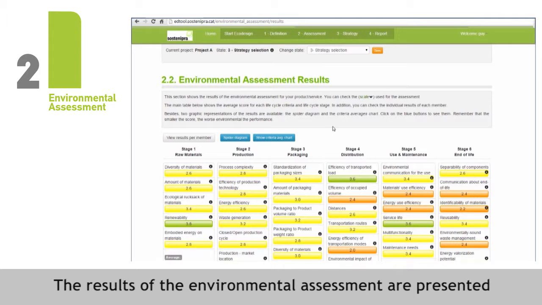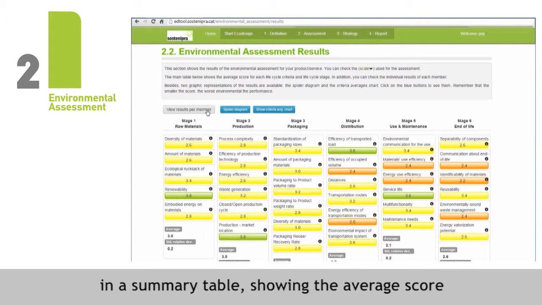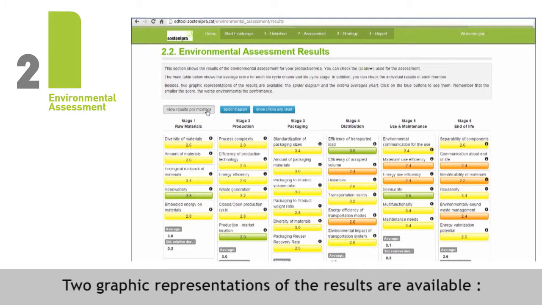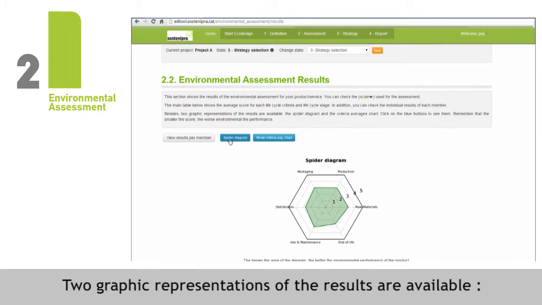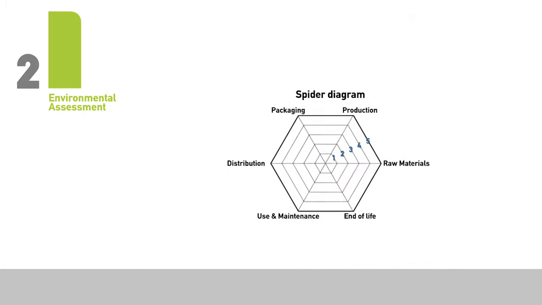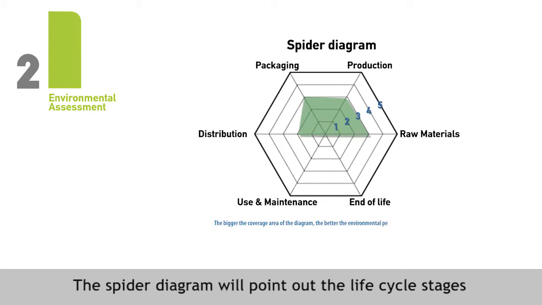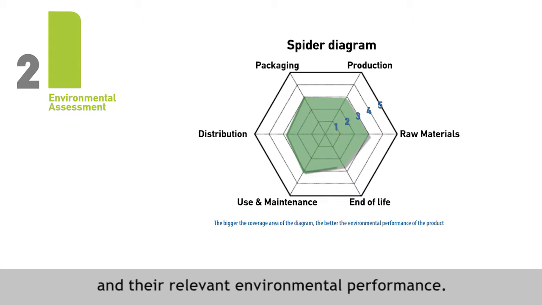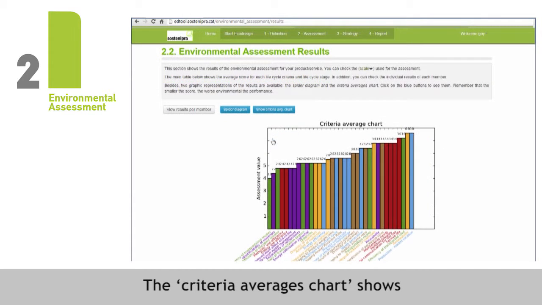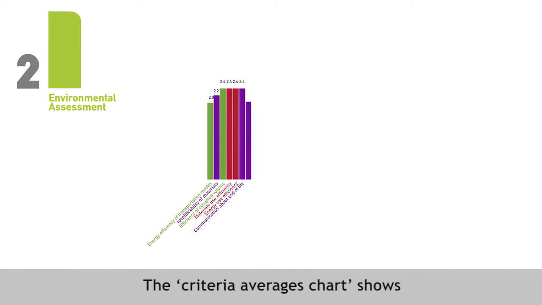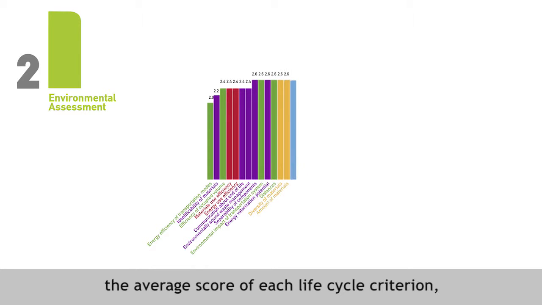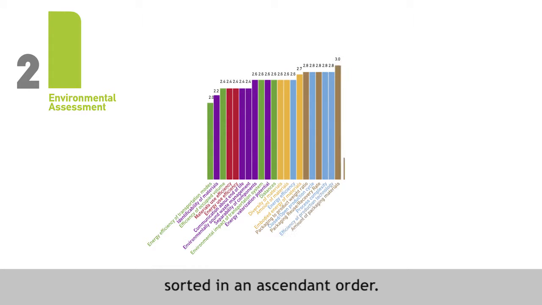The results of the environmental assessment are presented in a summary table, showing the average score for each life cycle criteria and life cycle stage. 2 graphic representations of the results are available. The spider diagram will point out the life cycle stages and their relevant environmental performance. The criteria averages chart shows the average score of each life cycle criterion sorted in an ascendant order.